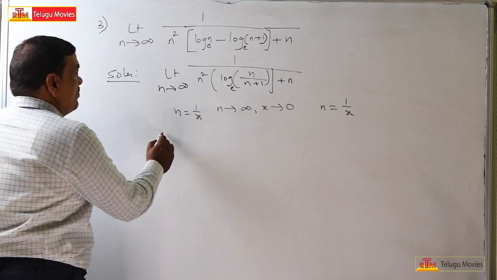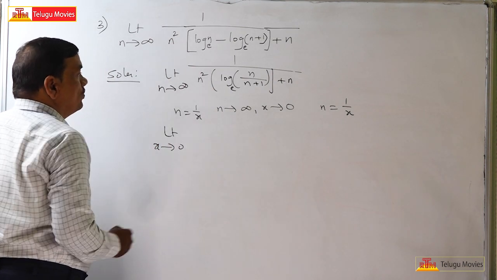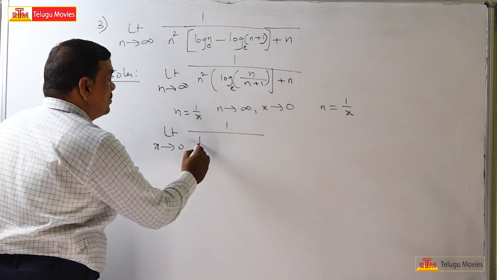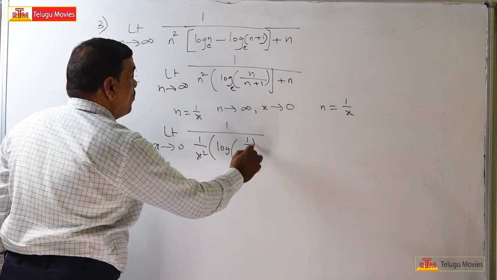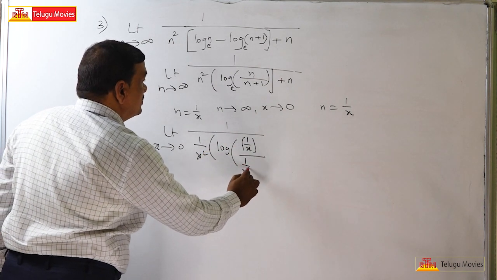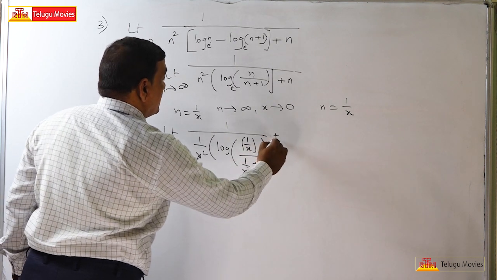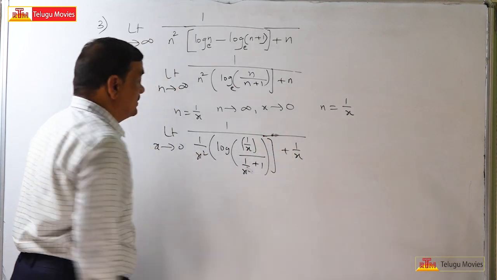Now, the total problem will become like this. n tends to infinity will become x tends to 0. 1 upon n square means 1 by x square, log of 1 by x plus 1, whole divided by 1 by x. Understand this?